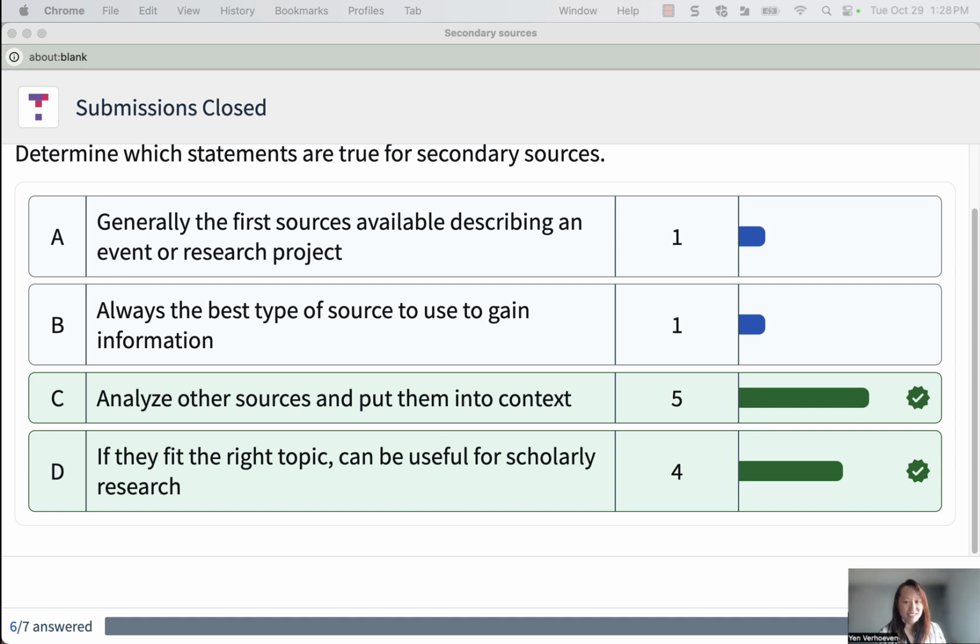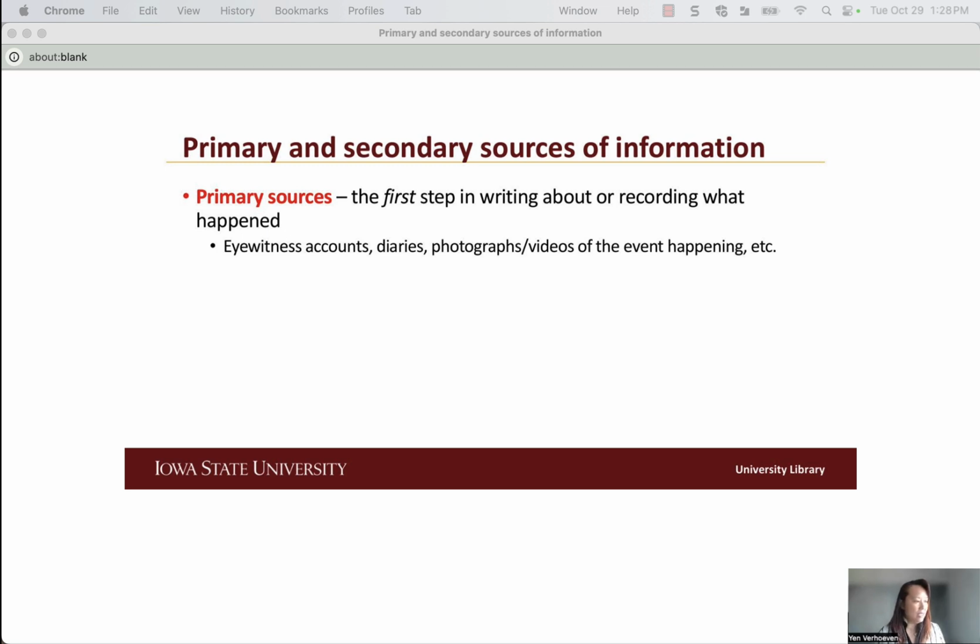Nice. All right. So again, as you can see, we talked about those primary sources, eyewitness accounts. A lot of you are probably familiar with Anne Frank's diary. That's a first primary source account, right, of how she experienced that time.